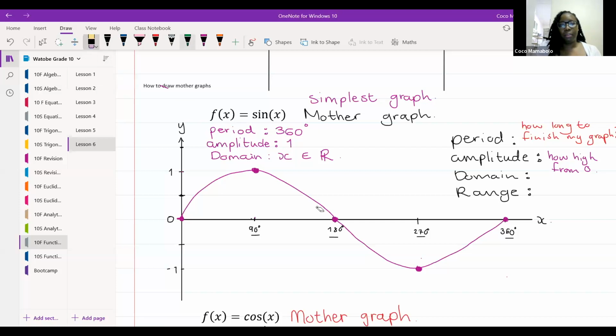Okay. My range, guys, is going to be from my highest point to my lowest point. So my range, because it's my y values, they sit on my y-axis. I'm going to say y is an element of square brackets because I'm going to include -1, and square brackets because I'm going to include 1.